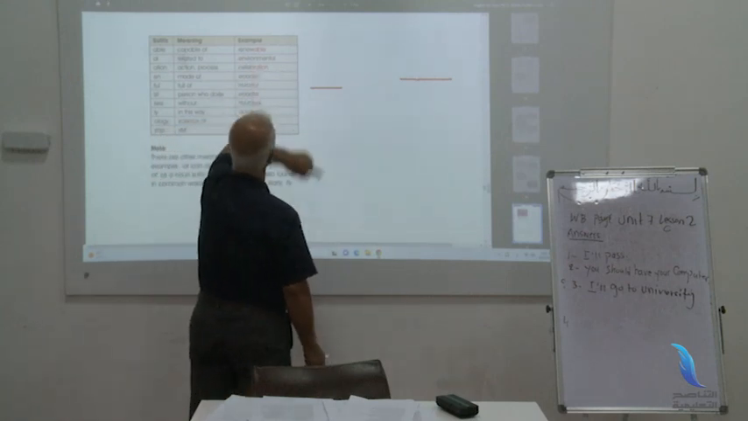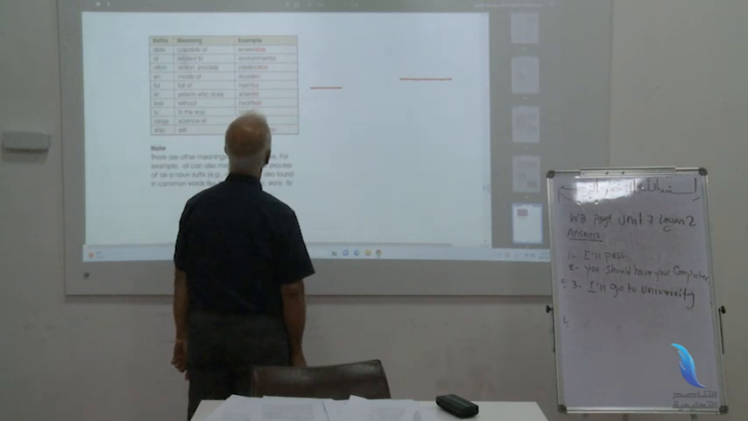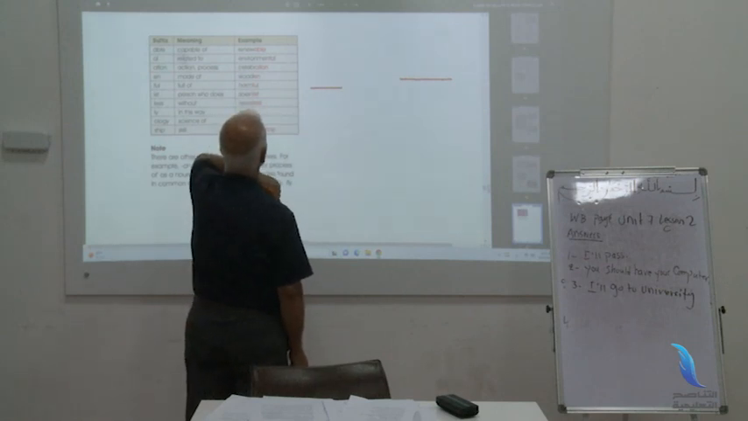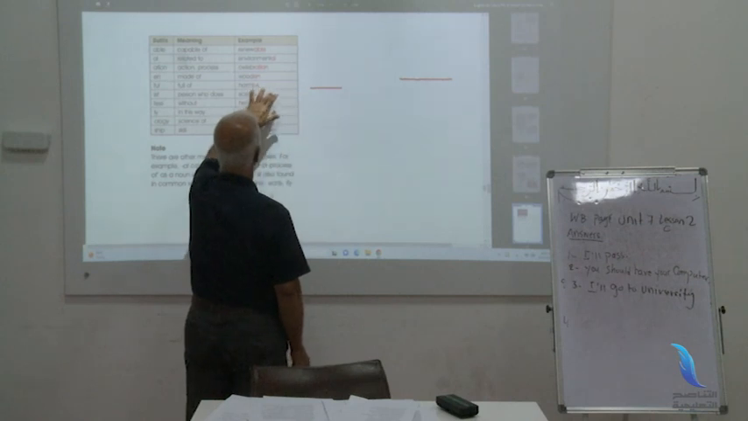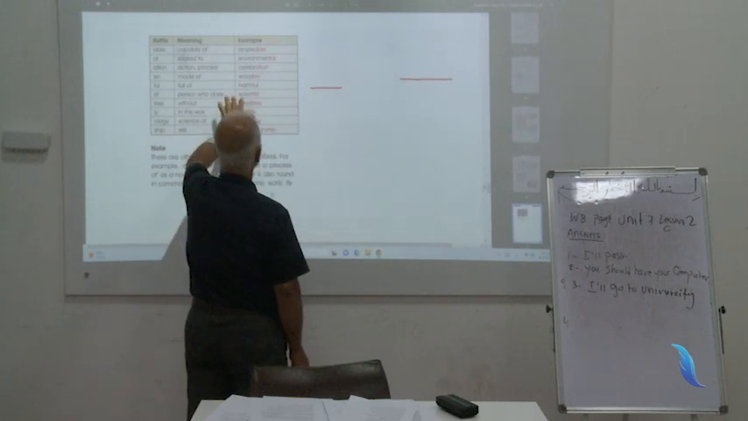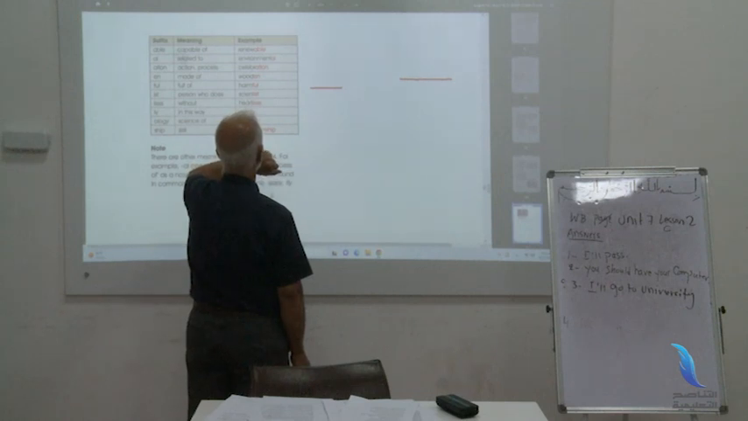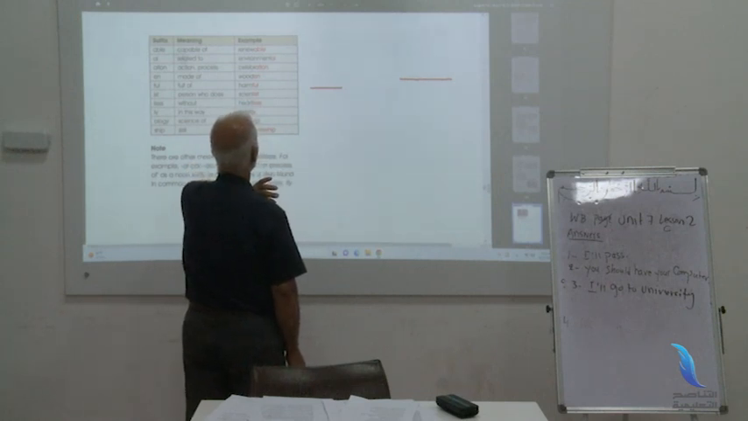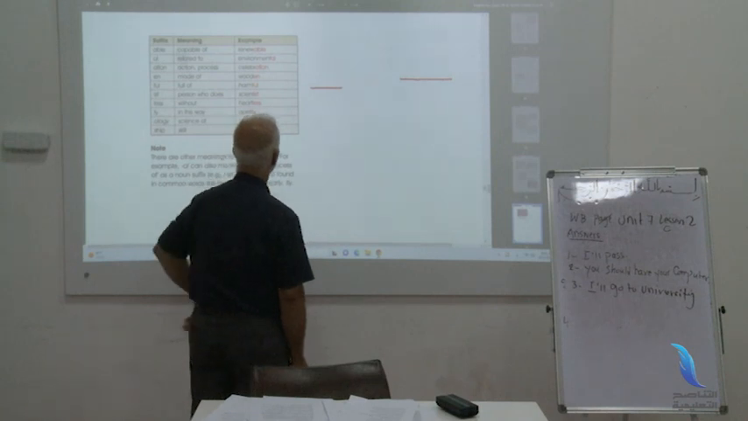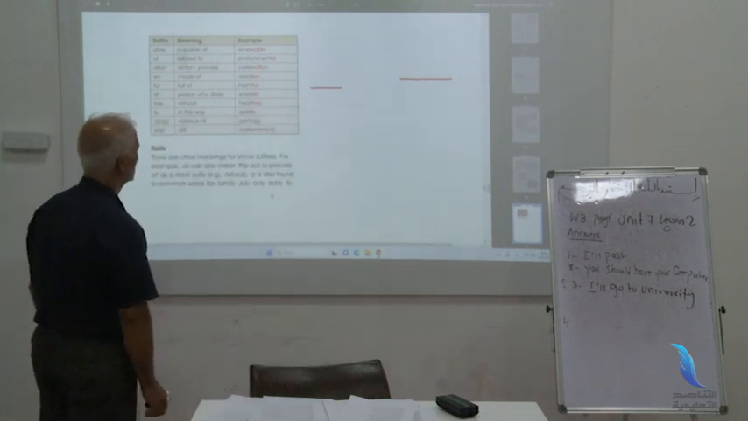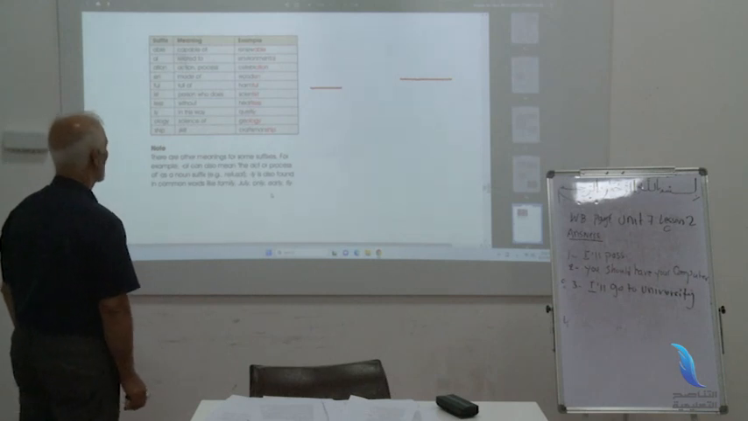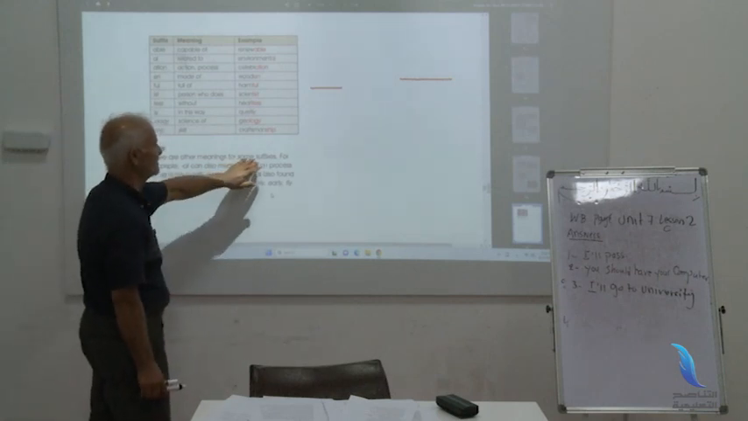Environmental is an adjective. Celebration, wooden. Harmful. Scientist, heartless. Quality. Geology, and so on. There are other meanings for some suffixes.